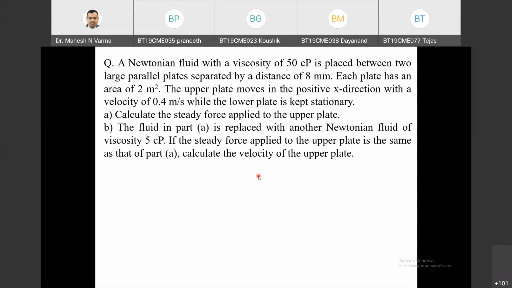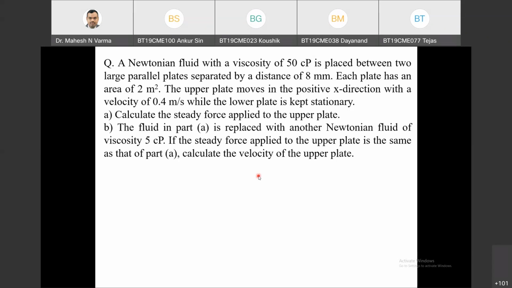Sir, one second, in part A we are getting 50 Newton. Have you written in the chat box? Yeah, sir. Okay, how come you are getting 50 Newton? 0.4 divided by 8 mm equals how much in meters? Sir, it will be 0.4 divided by 8 into 10 raised to minus 3, no? Then it will be 0.5 into 10 raised to minus 2.